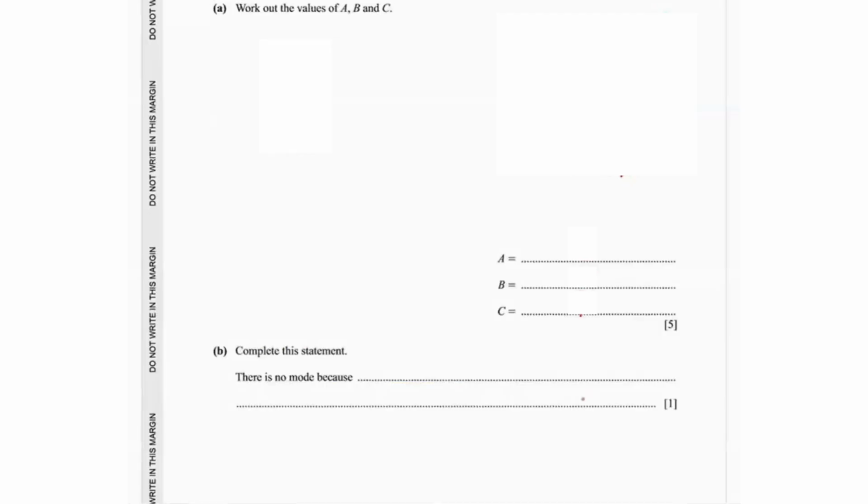Then it says complete the statement. There is no mode because no value is occurring more than once. Mode is basically that value that occurs the most, like it has the highest frequency. And in our values, if we go back to the stem and leaf diagram, we can see that no value is being repeated. Every value is different. There's 2, 8, 11, 13, 15, 17, 20, 24, 26, and 29. All of them are different.